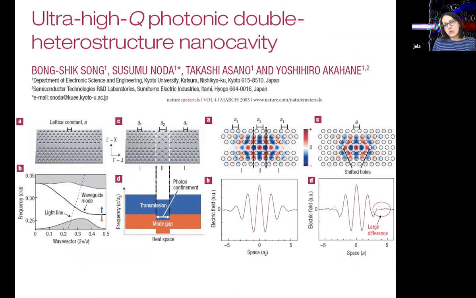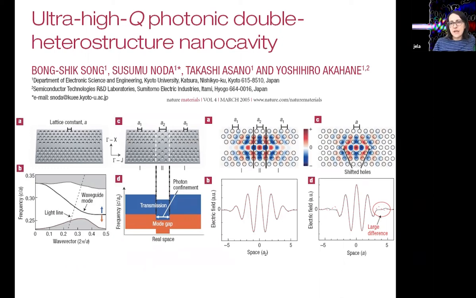Another way to approach the design problem: the confined mode in the L3 cavity at best gets to something like 45,000. But then they started carefully looking at the electric field profile, and as it would hit the mirrors, these holes, it would look like what is shown here in the bottom left corner. That would cause some extra K vector components in the Fourier spectrum that would leak out and reduce the Q factor.